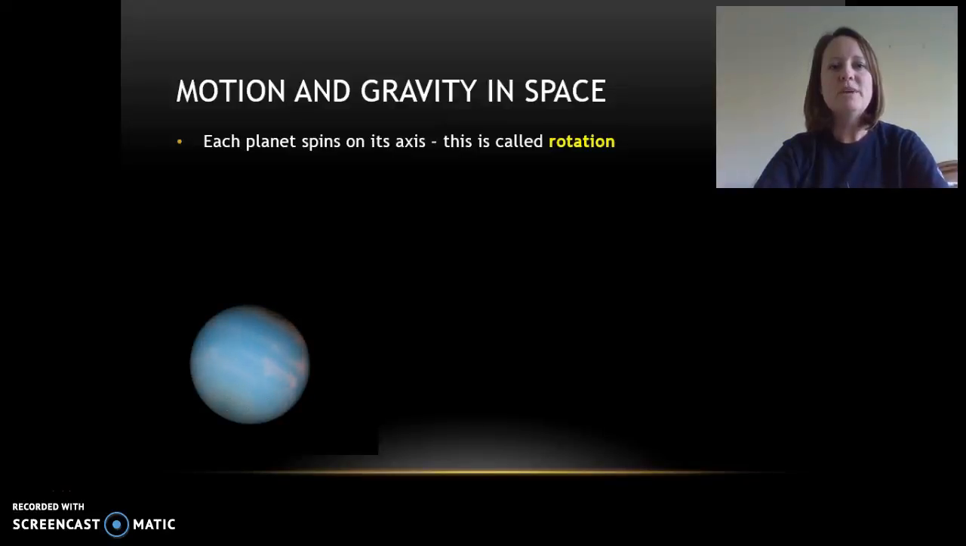In this video, we will be looking at motion of planets and how it's affected by the gravity in space. So first of all, we know that each planet is spinning on its axis, and this is called rotation. The planet that's pictured below is Neptune. And we know that Earth also spins on its axis at an angle of about 23.5 degrees from the sun.